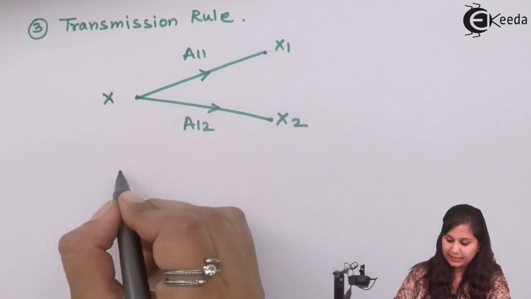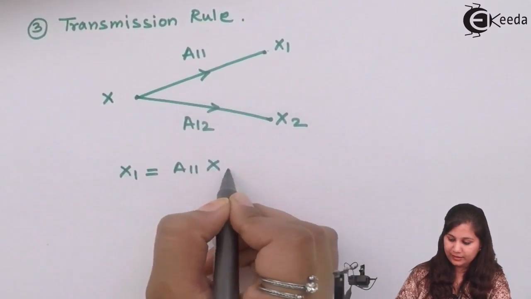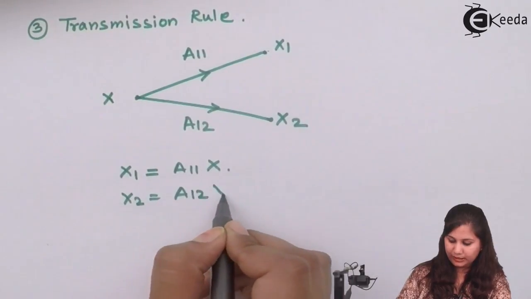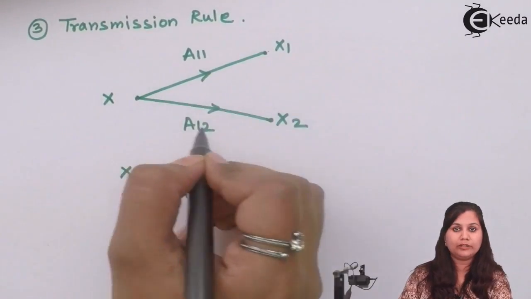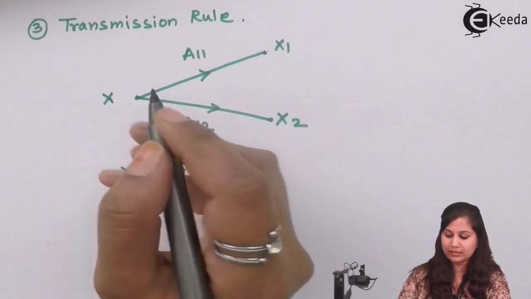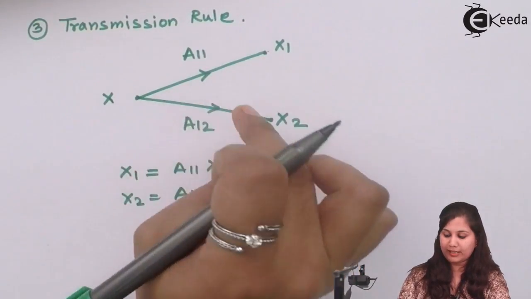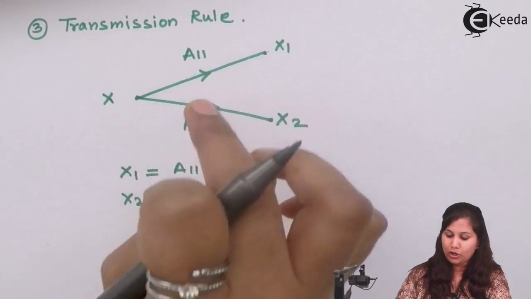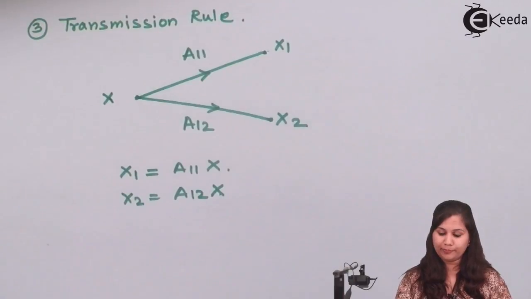So we can say that x1 will be equal to a11x and x2 will be equal to a12x. So the value of this variable is equally transmitted to both these branches. It is not like it will be divided between the two. It is equally transmitted and it will be multiplied with the path gain. So these are the rules which are used in the signal flow graph.